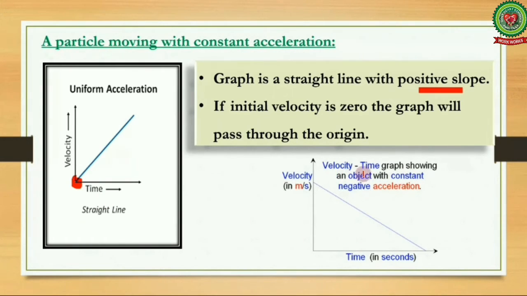So here is the velocity time graph showing an object with constant negative acceleration. So its slope is towards the negative direction. So it is called a negative slope.